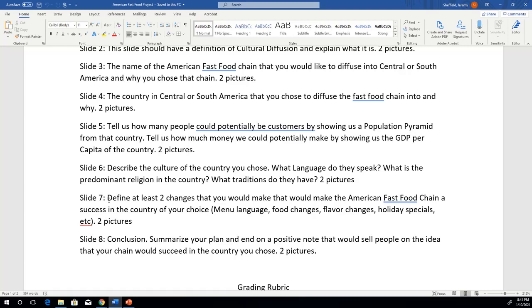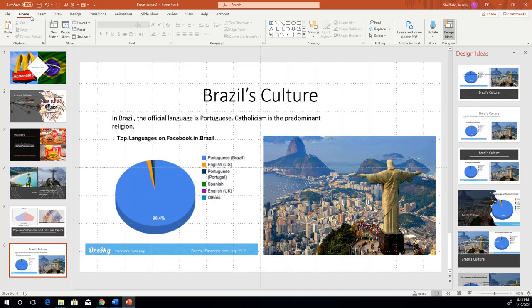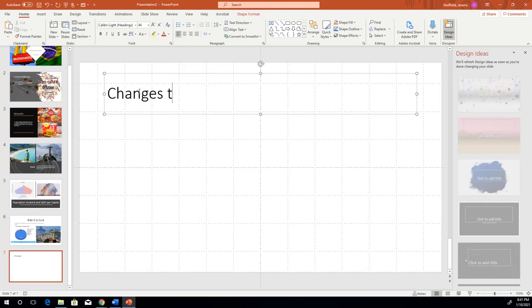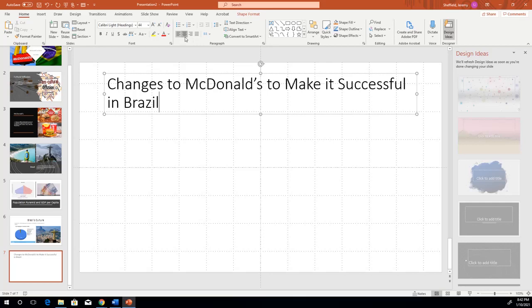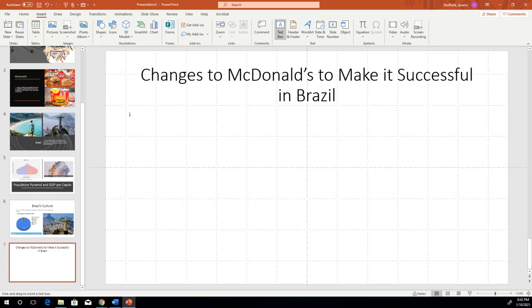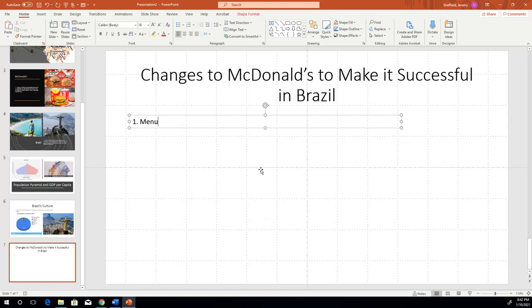All right. So Brazil's got some great food. And let's start with this. We're going to define two changes that we're going to make. So we start off with a new slide. So these are the changes that I'm going to make to McDonald's to make it successful in Brazil. One, menu will be in Portuguese, right? So they have to be able to read the menu.